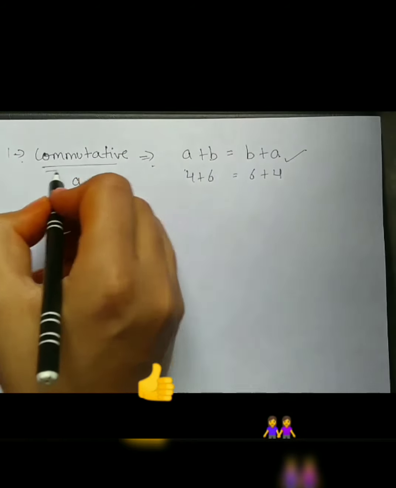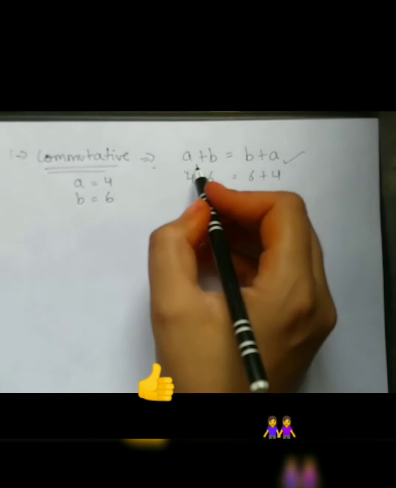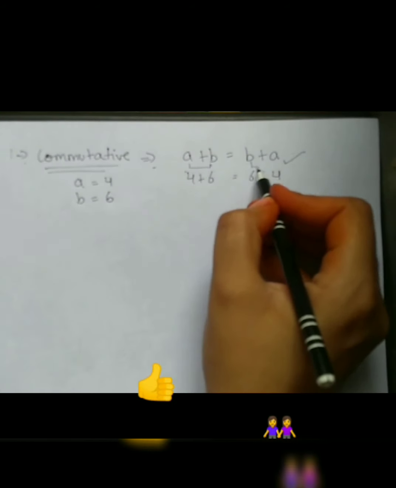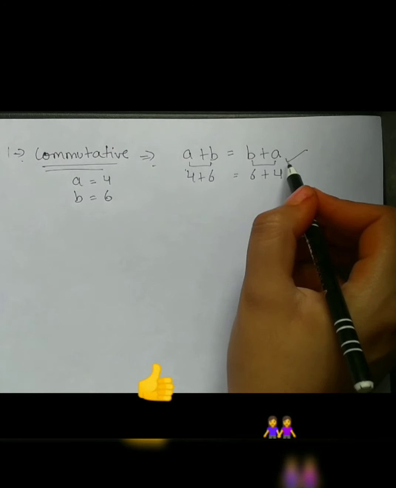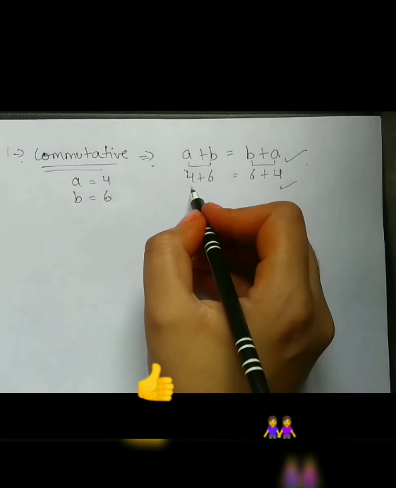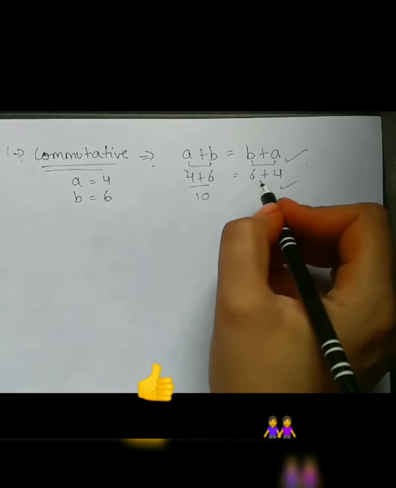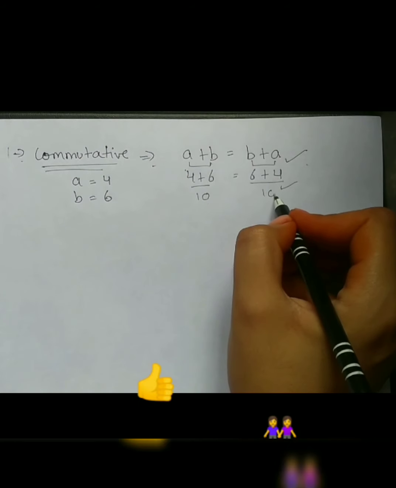This property says that adding two integers in any order will not change its sum. Let's see. 4 + 6 is 10. 6 + 4 is also 10.